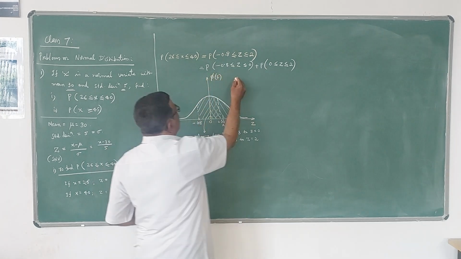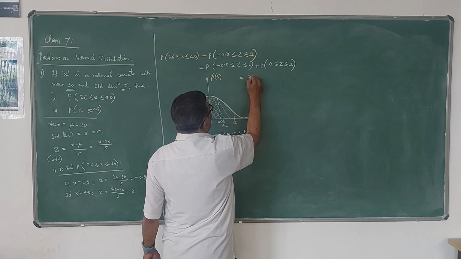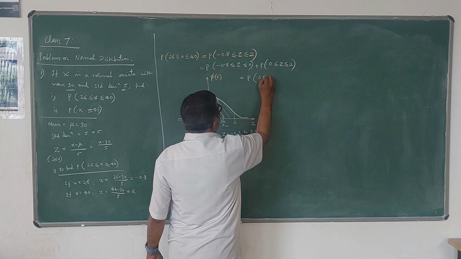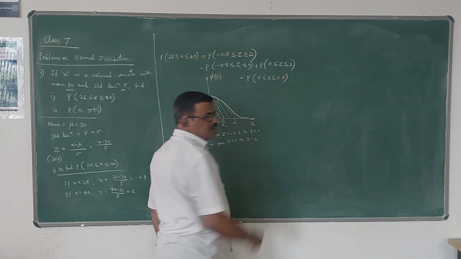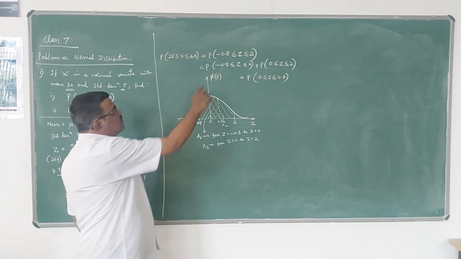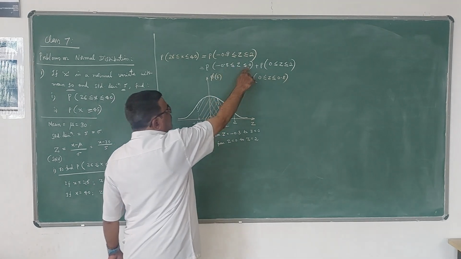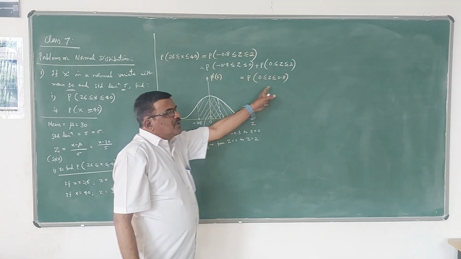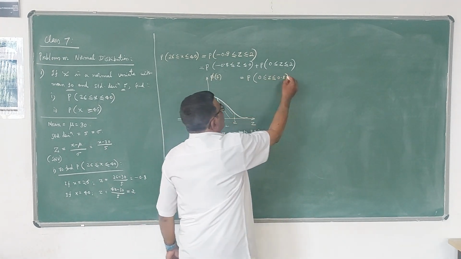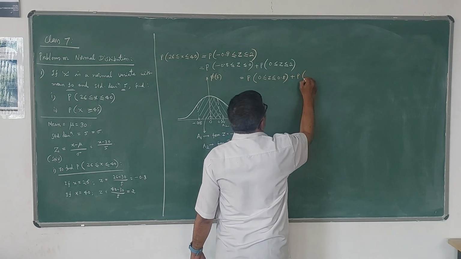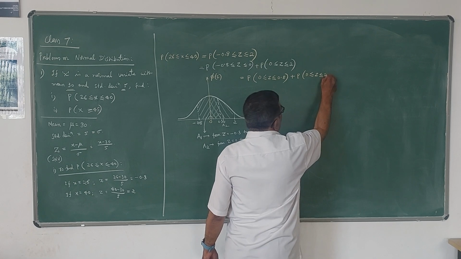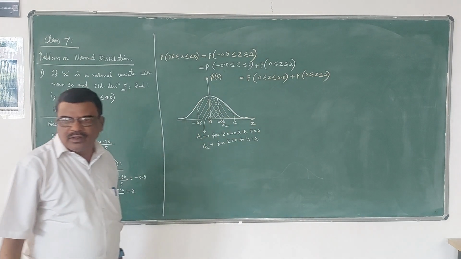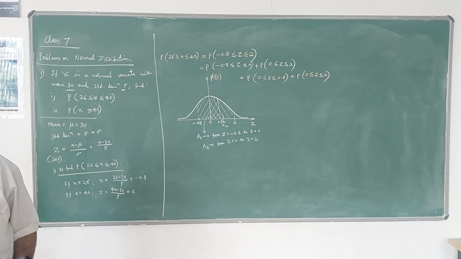So this can be written as P of 0 less than or equal to z less than or equal to 0.8. Minus 0.8 to 0 is the same as 0 to 0.8. Plus P of 0 less than or equal to z less than or equal to 2, which remains the same. Now this can be evaluated.